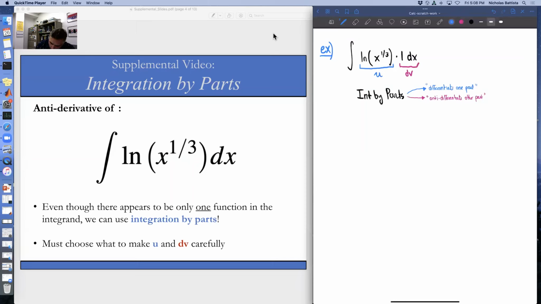So let's go ahead with that. Remember, we have our u, that's going to be the thing that we differentiate. In this case, it's ln of x to the 1/3. The other piece that we have is the dv, and that's the piece that we antidifferentiate. In this case, it's just equal to 1 dx. So we'll differentiate the u, antidifferentiate the dv portion, and find all the characters we need for the integration by parts formula.